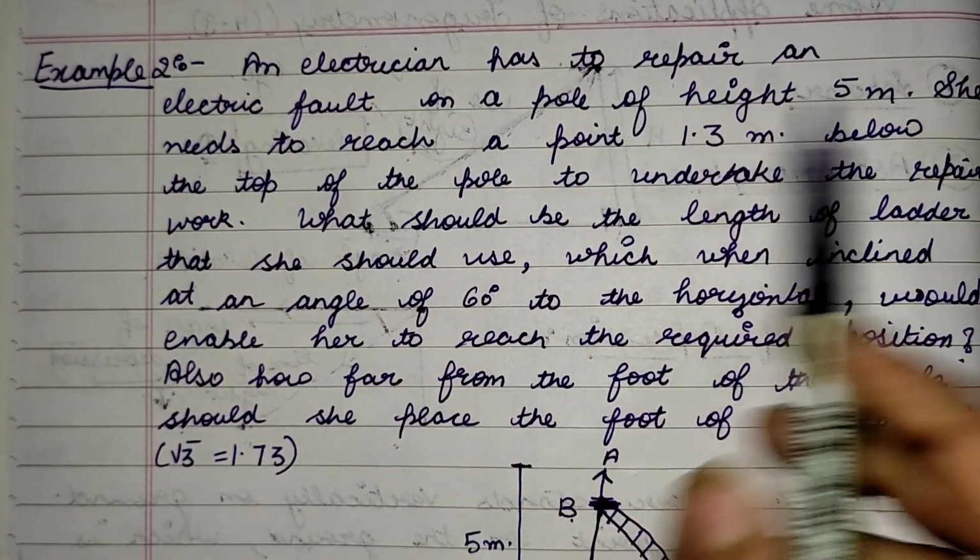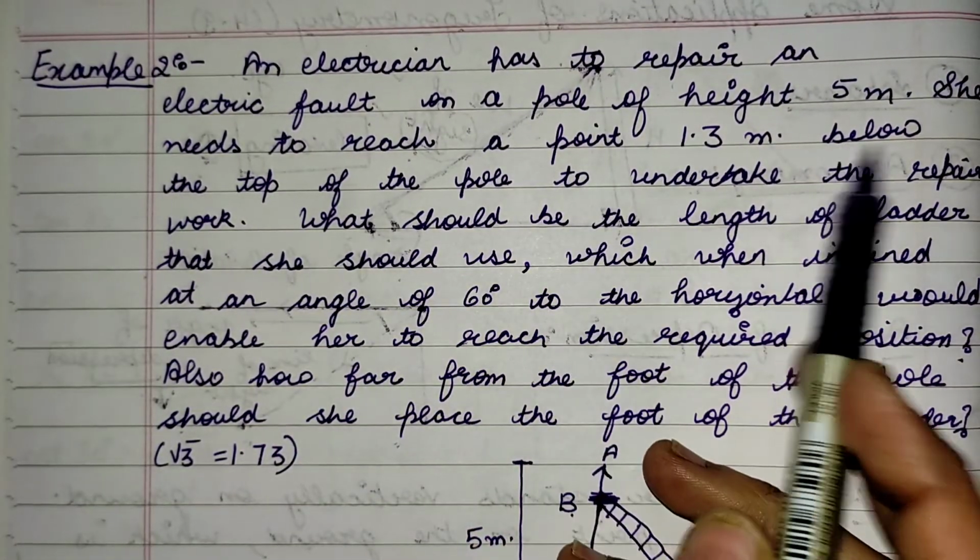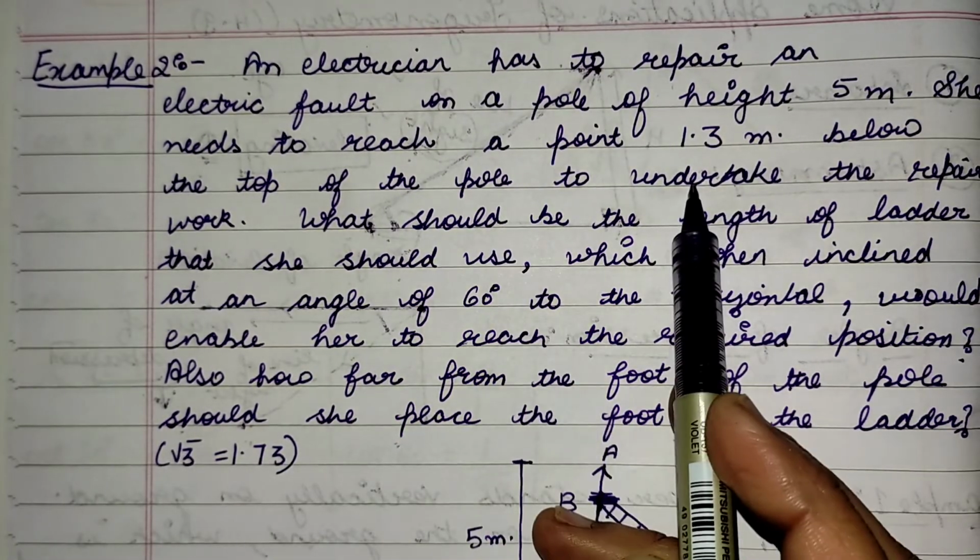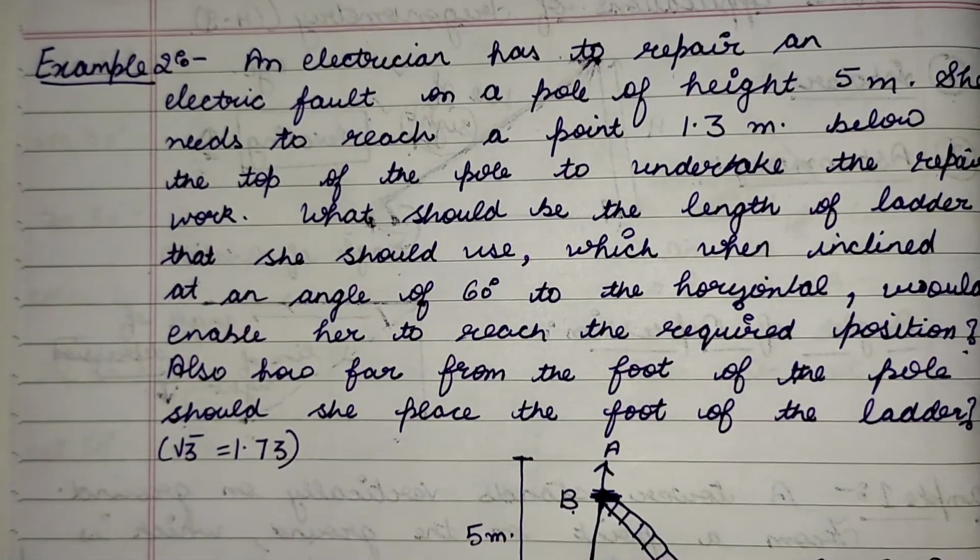Next, what is given to you? She needs to reach a point 1.35 meter below the top of the pole to undertake the repair work.